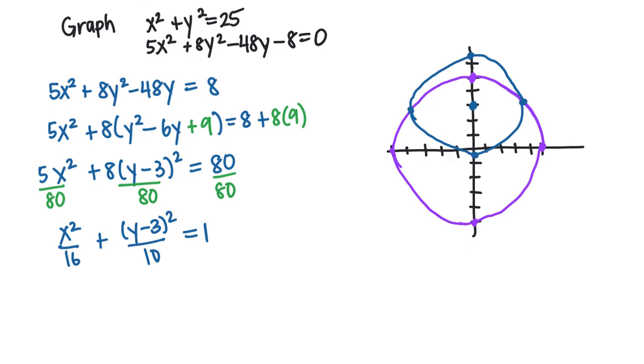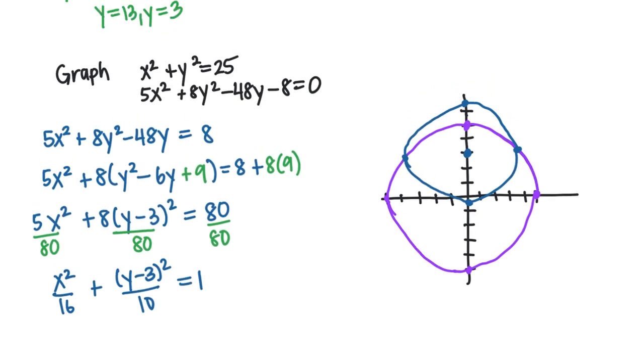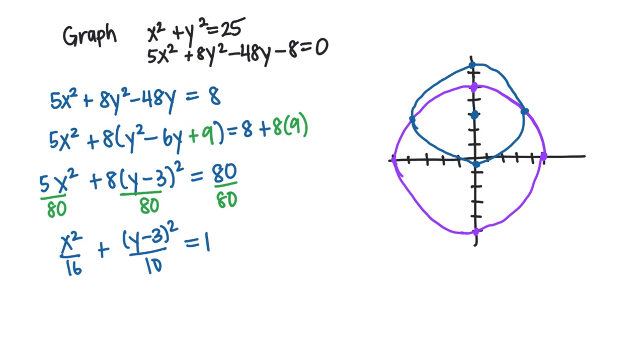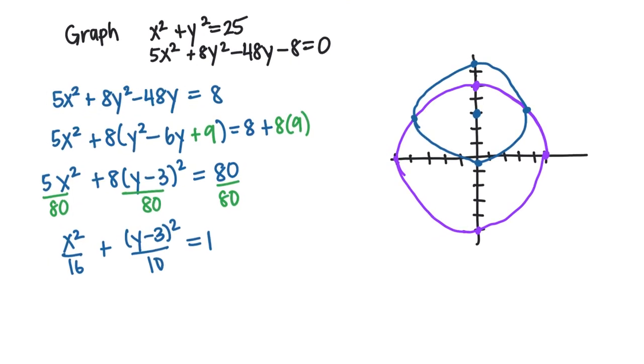Okay, now let me check above what my previous answers were. So I had (4, 3) and (-4, 3). So it does seem reasonable that this is (4, 3), it's also reasonable that this would be (-4, 3). And it does make sense that the y equals 13 got discarded because that's too big, too high to be included on either of these graphs.